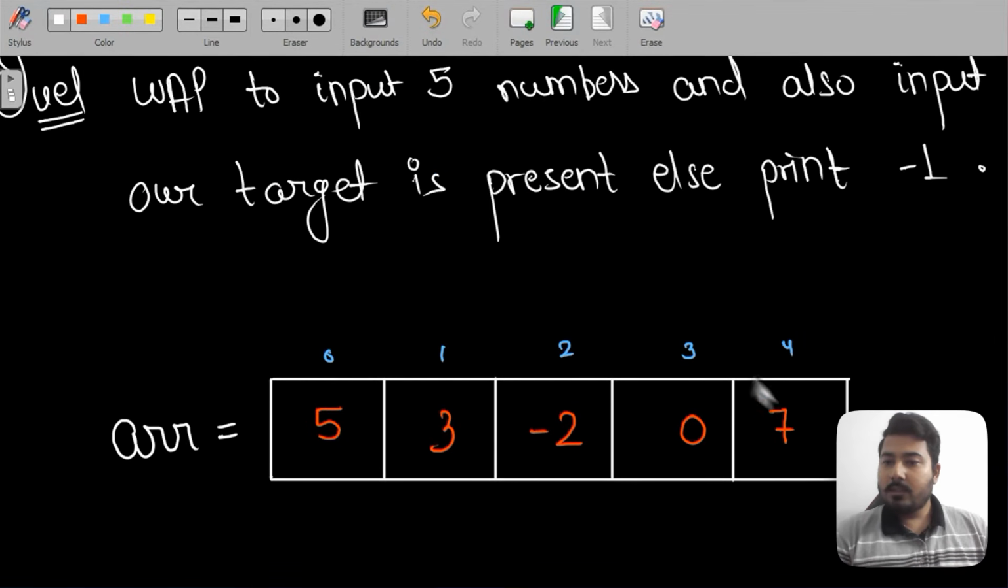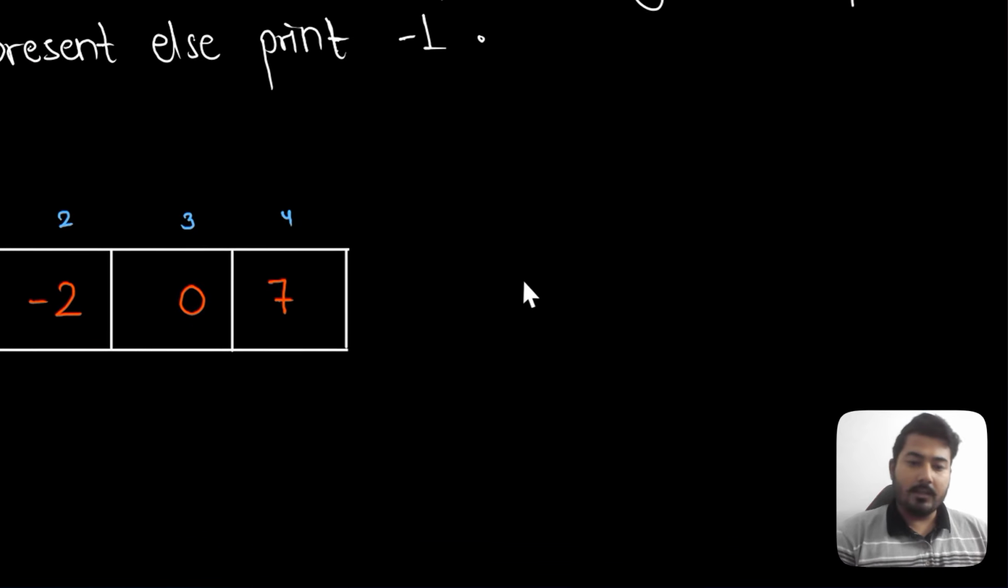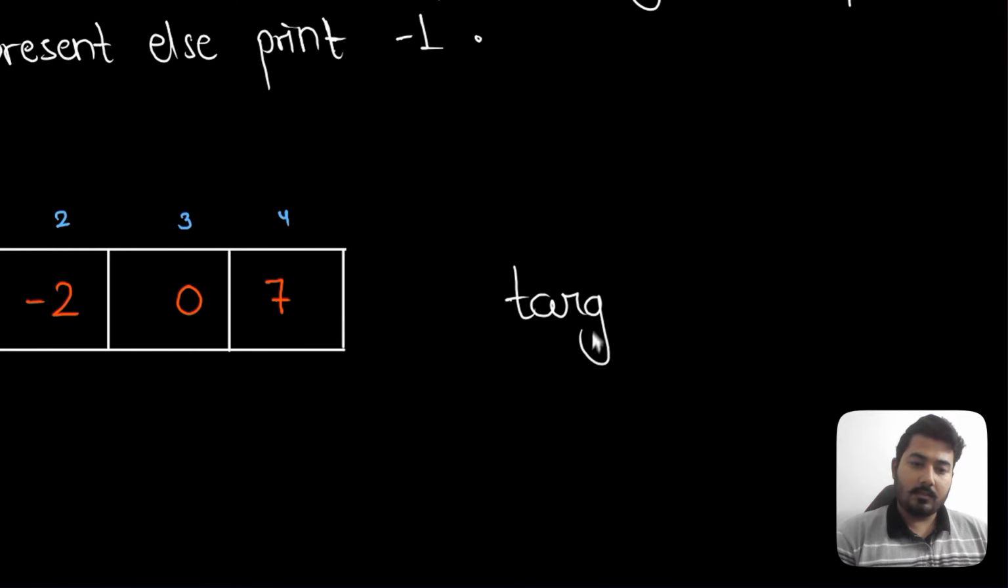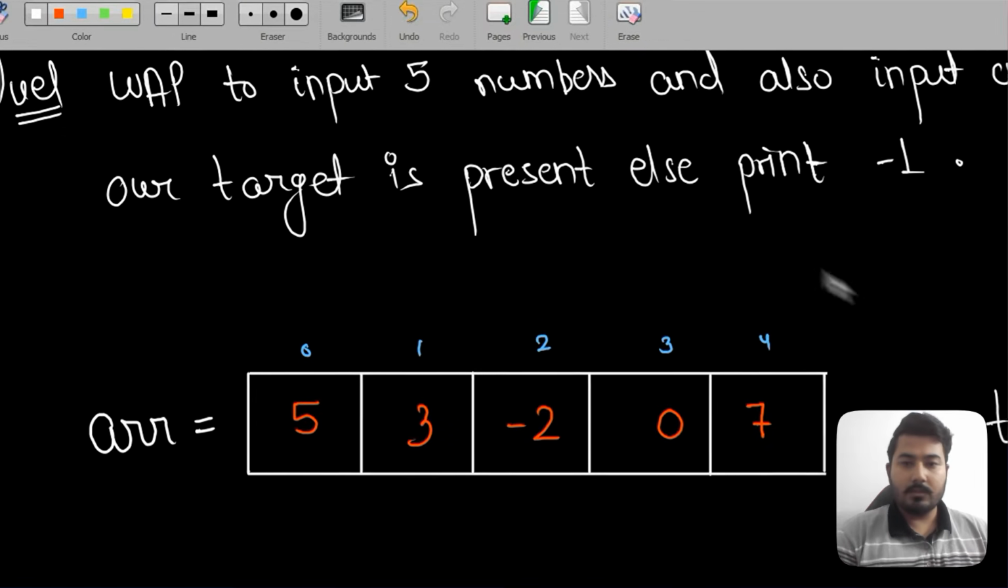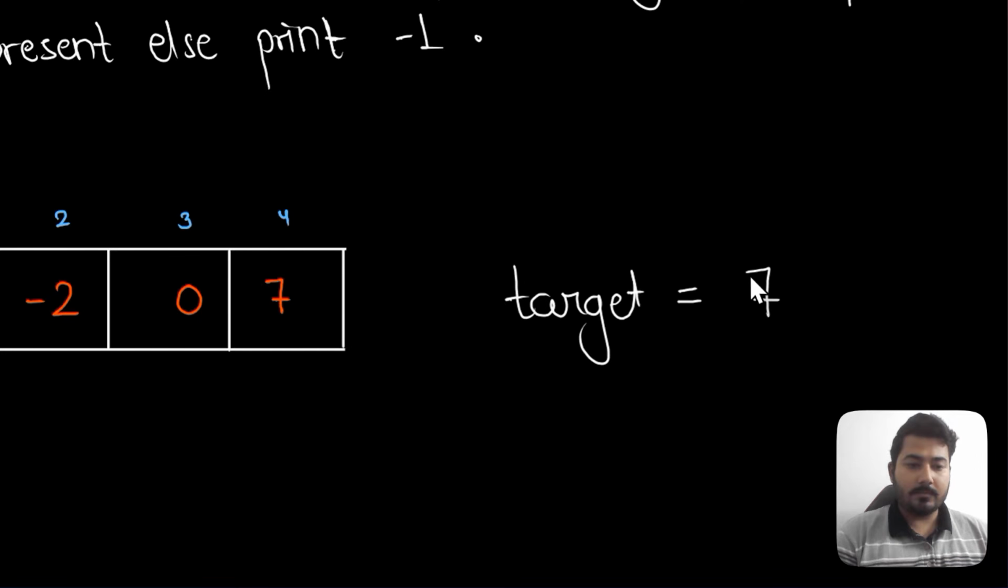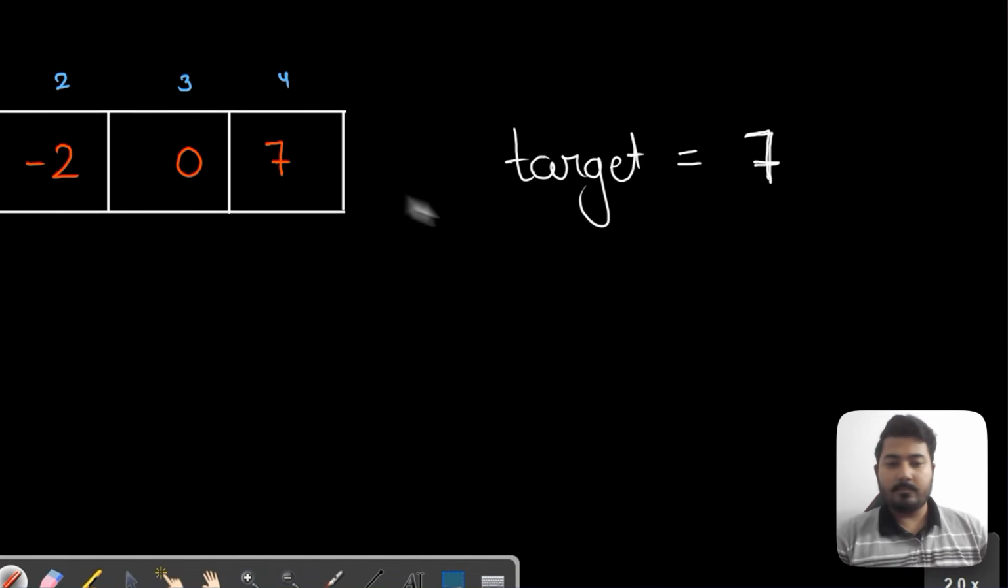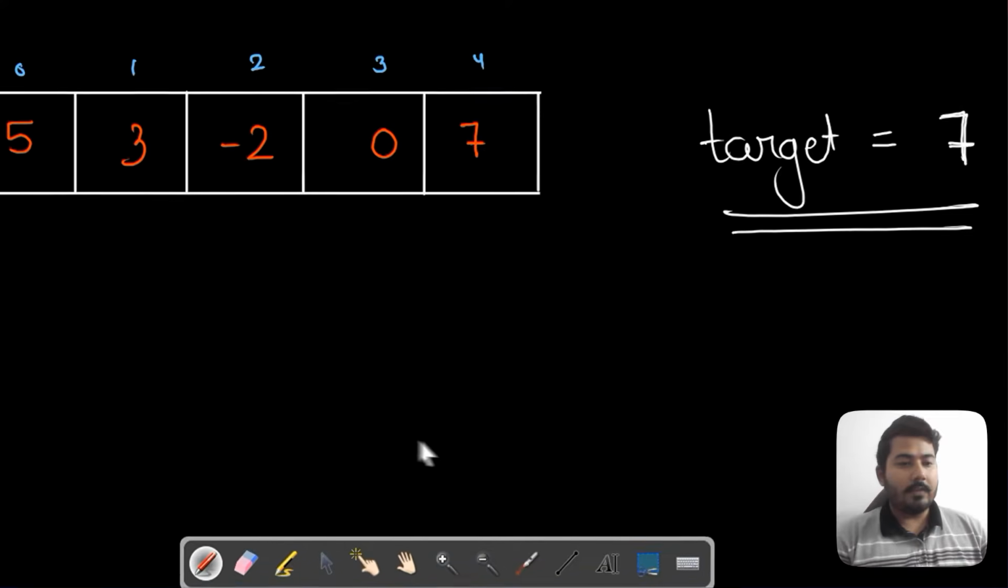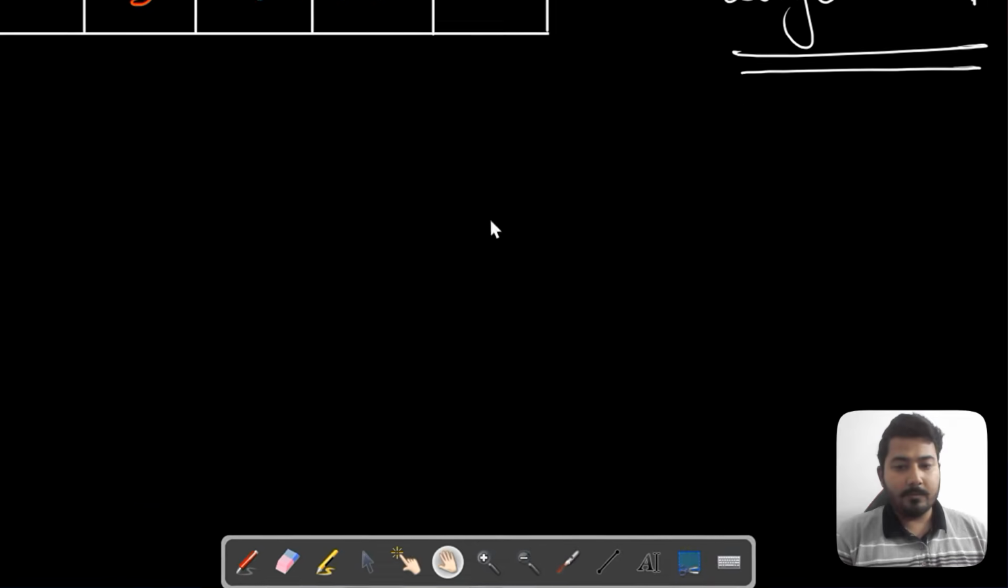And now what? Now we have to input the target. Let's just assume our target is -2. Or let's just say 7 only. This is the target which we have inputted.